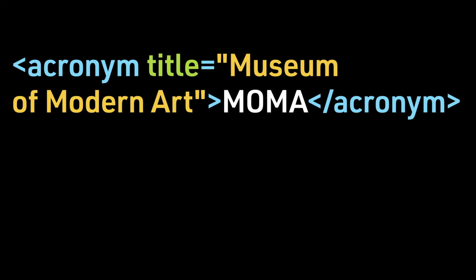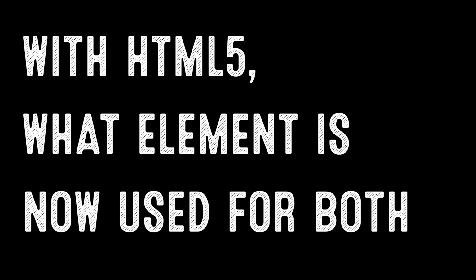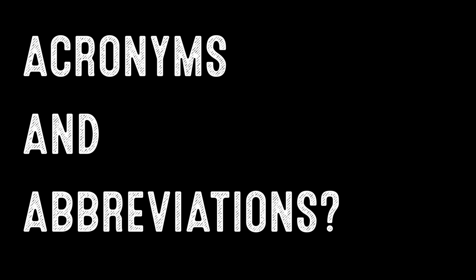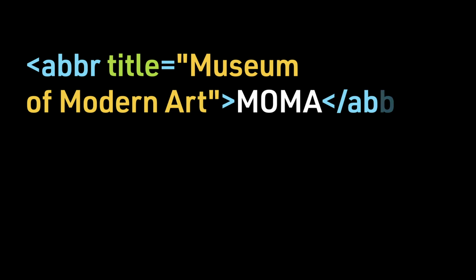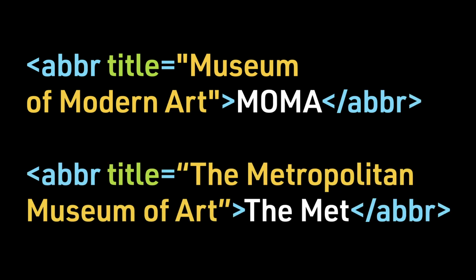Pre-HTML5, what element would you use for an acronym? Example, MoMA for Museum of Modern Art. The acronym element. We use the title attribute to put the full phrase that is being truncated by the acronym. With HTML5, what element is now used for both acronyms and abbreviations? The abbreviation element, ABBR. And again, we use the title attribute for the full phrase.